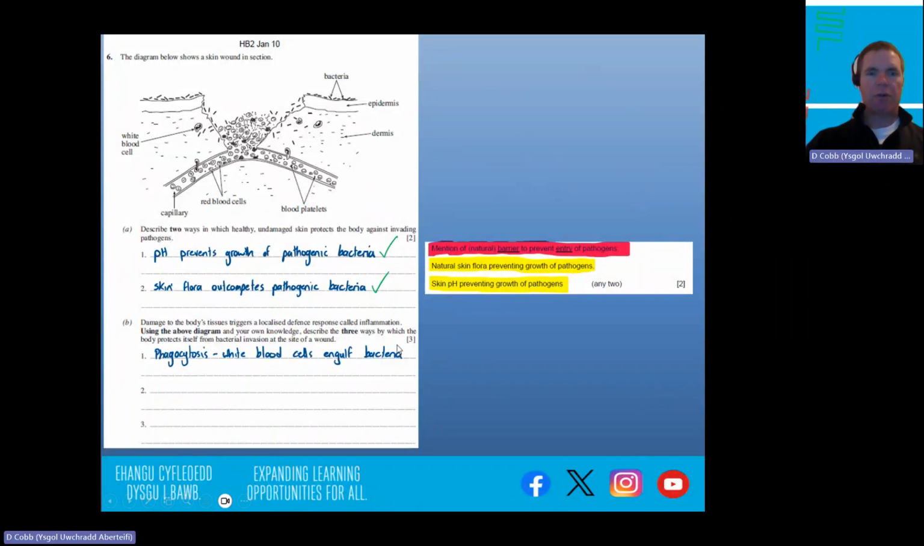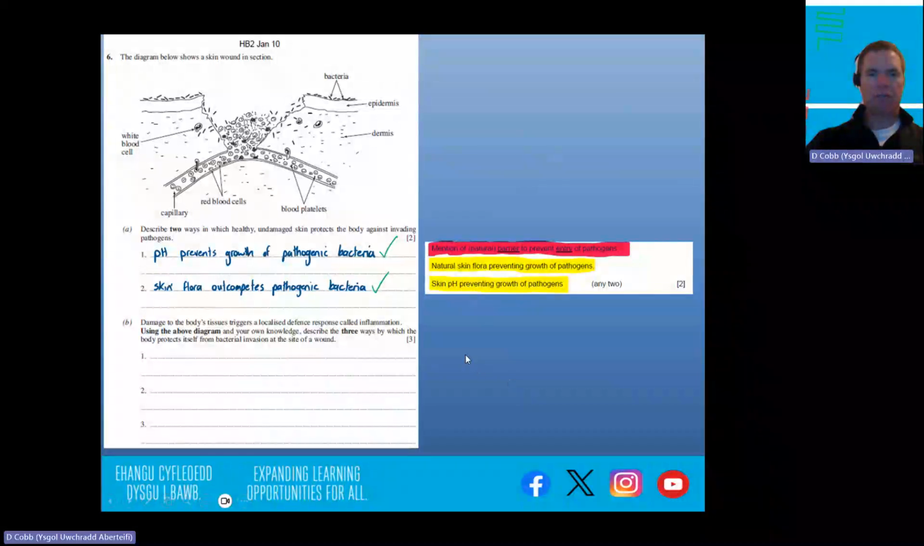With the one underneath there, it says, damage to the body's tissues triggers a localized defense response called inflammation. Using the above diagram, written in bold, and your own knowledge, describe 3 ways in which the body protects itself from bacterial invasion at the site of a wound. So these are the answers I put down here.